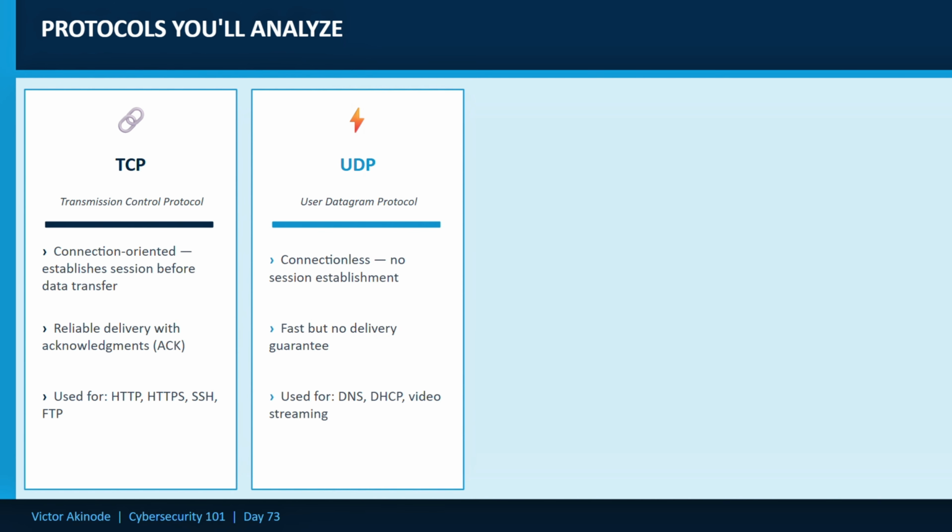The next one is the UDP, and this is the User Datagram Protocol. It is connectionless, unlike TCP. It is fast, but doesn't guarantee delivery. It is used for DNS, DHCP, and streaming media.